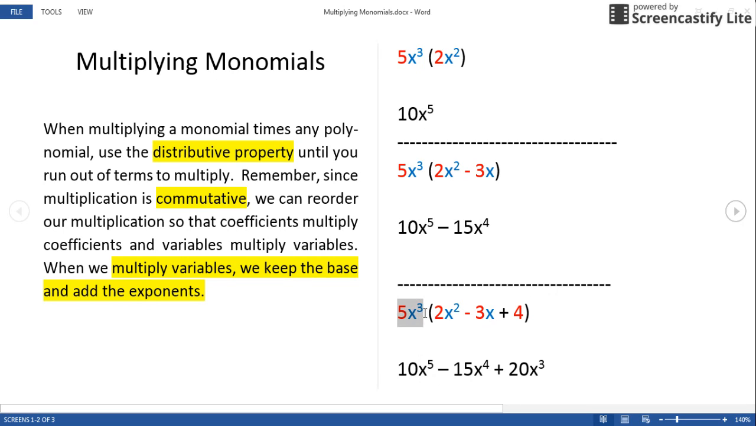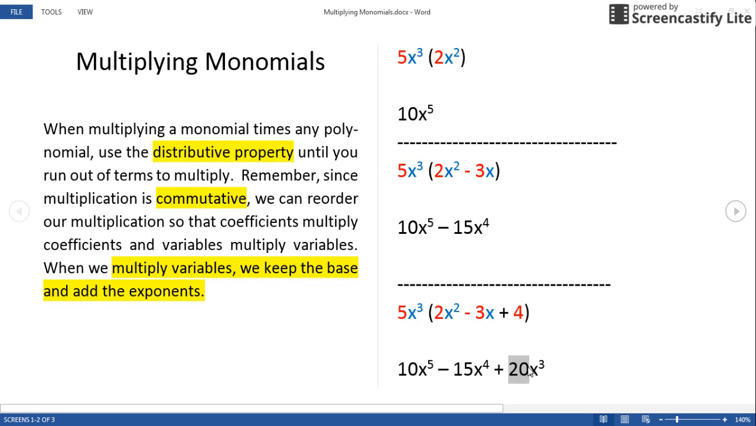For the second term, 5x cubed times minus 3x, 5 times negative 3 made negative 15. Keep the base, add the exponents, and we get an x to the fourth since 3 plus 1 made 4. Back here on the back, it's just 5x cubed being multiplied with 4. 4 times 5 makes 20, and we still have to have that x cubed as part of it. 4 times 5x cubed is 20x cubed, not just 20.